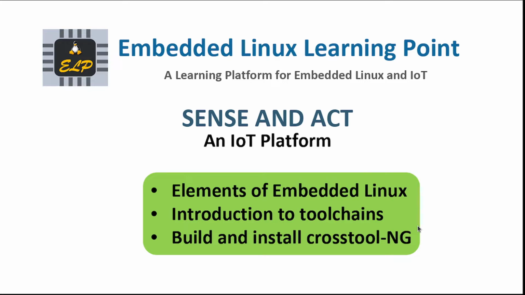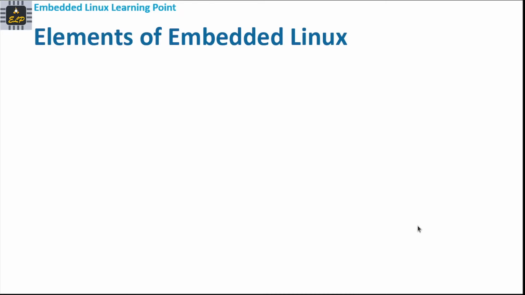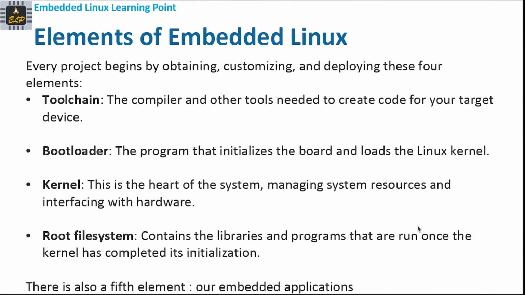In this video, we will look at the elements of Embedded Linux, introduction to toolchains, build and install crosstool-NG. What are the elements of Embedded Linux? Every project begins by obtaining, customizing and developing these four elements. The first element is the toolchain, the compiler and other tools needed to create code for your target device. This is the main focus of this video.